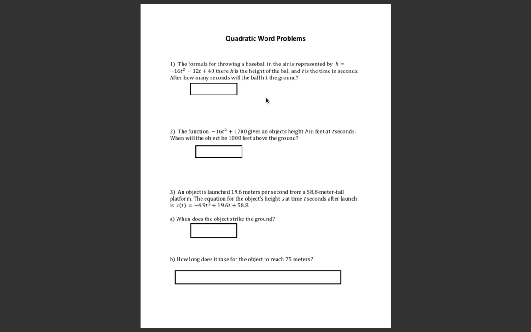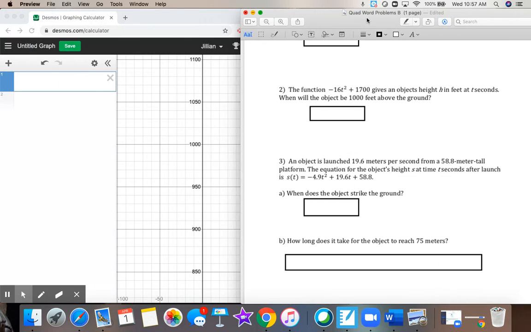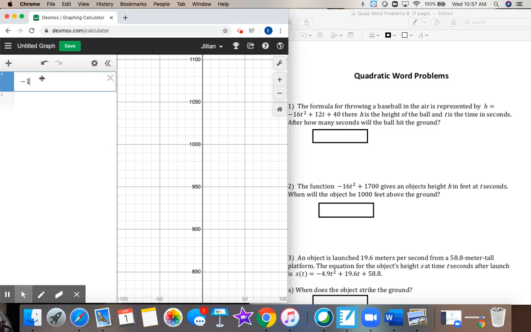So after how many seconds will the ball hit the ground? So we're looking for an x value. It's asking how many seconds, and we're looking for an x value when our y value, when the ball hits the ground. So if our ball hits the ground, that means that our height is actually 0. So the ball is not in the air anymore. It's on the ground. It has no height. It's at 0. So that should sound familiar. That should sound like an x-intercept. So when our y is 0, we have to find our x-intercept.